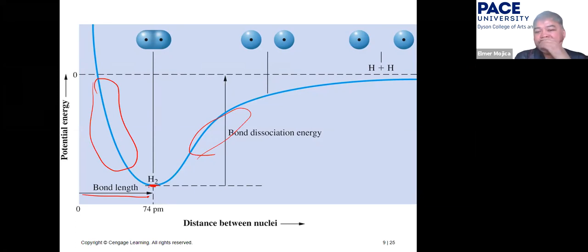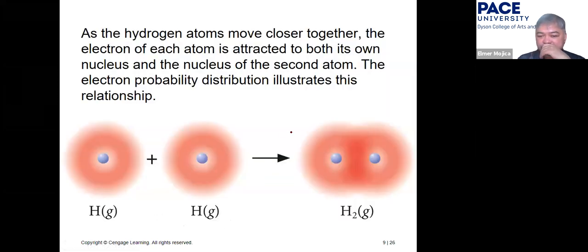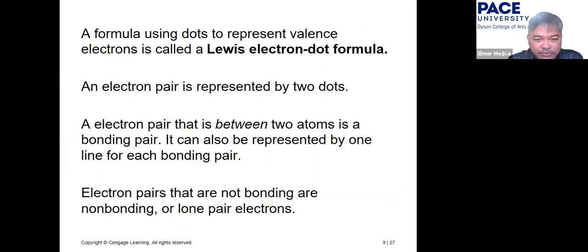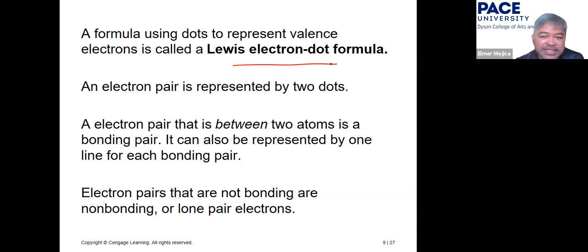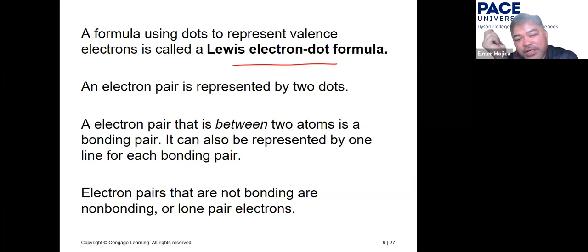And most of the electrons that are sharing, they have this thing. Okay? So if you're going to look at this, this is what happened. When hydrogen atoms move closer together, the electron of each atom is attracted to both its own nucleus and the nucleus of the second atom. Okay? Now, there is a way to represent them in the Lewis electron-dot formula, and I think it is more useful in the covalent one compared to the ionic bond.